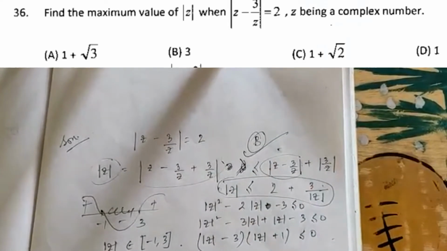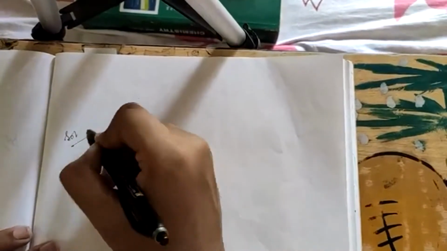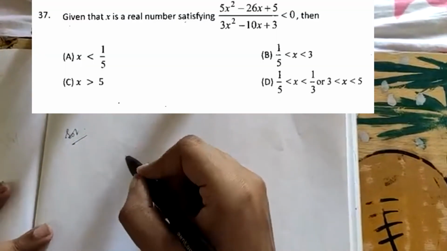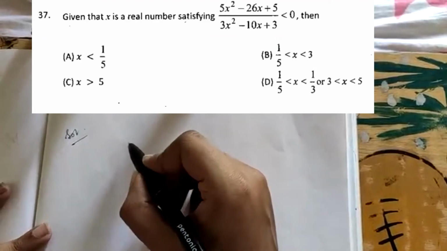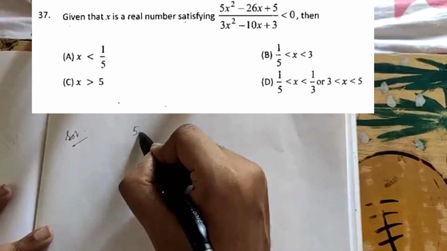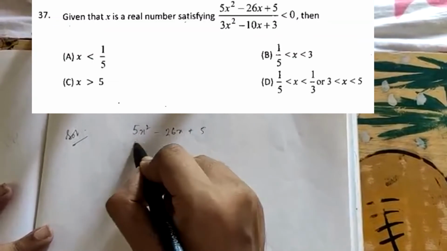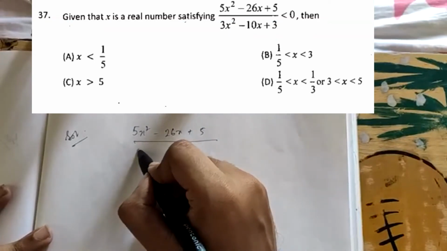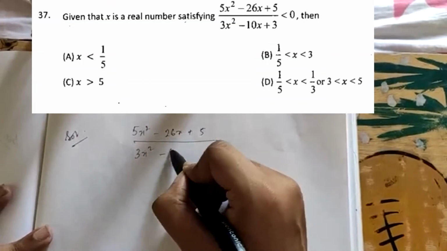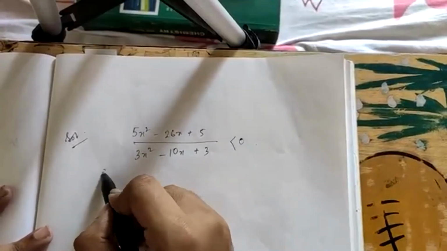Okay, so let's move on to the next question, that is question number 37. Question number 37 says that x is a real number satisfying this inequality, 5x square minus 26x plus 5 over something. This is a very simple question from inequalities, I guess. You just have to use the sign scheme method, the wavy curve method.